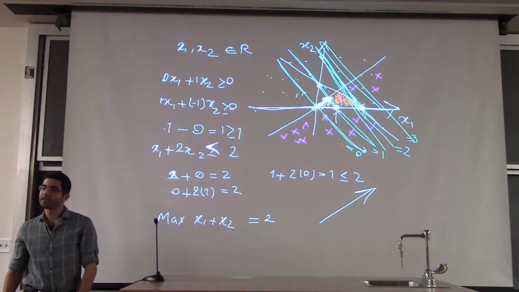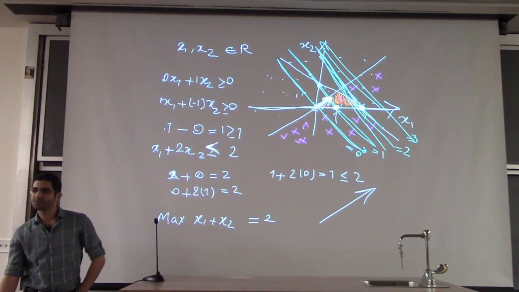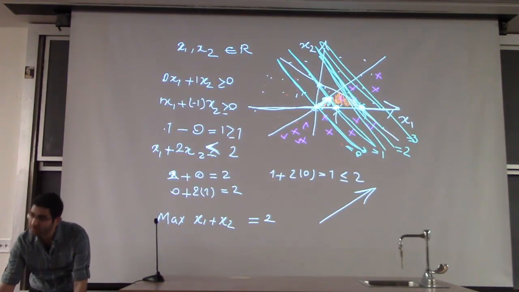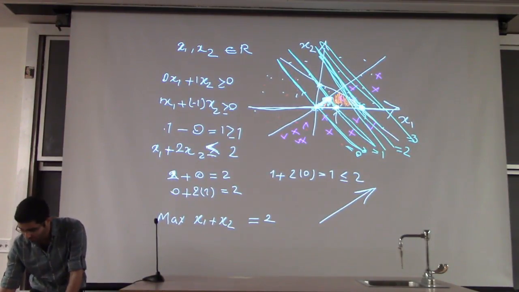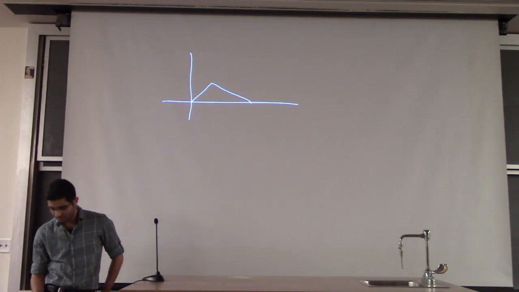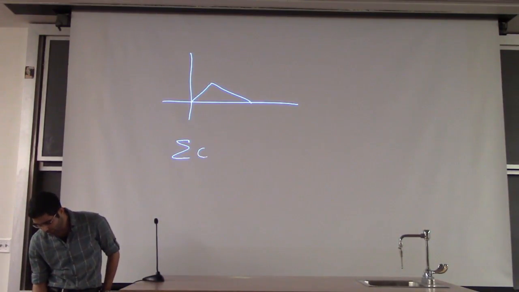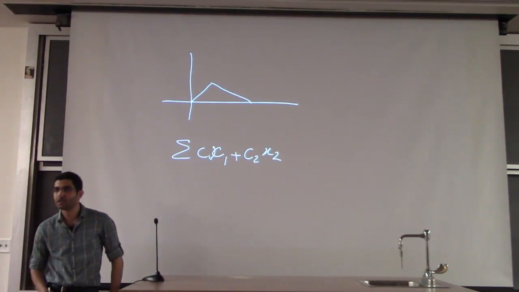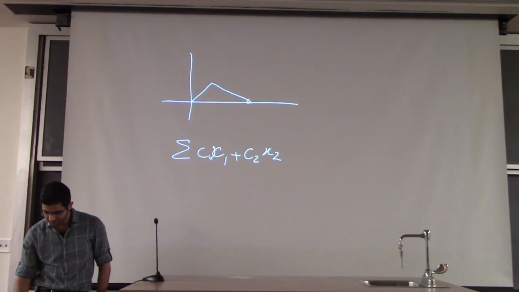Now we want to prove that the extreme point in any direction always lies on an intersection of two lines. So again, we have our triangle here. We want to say that for any summation like this, the extreme point is either here or here or here.